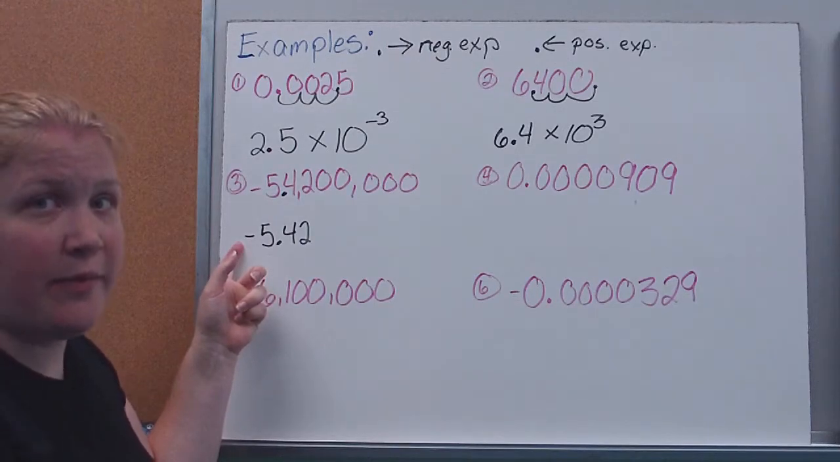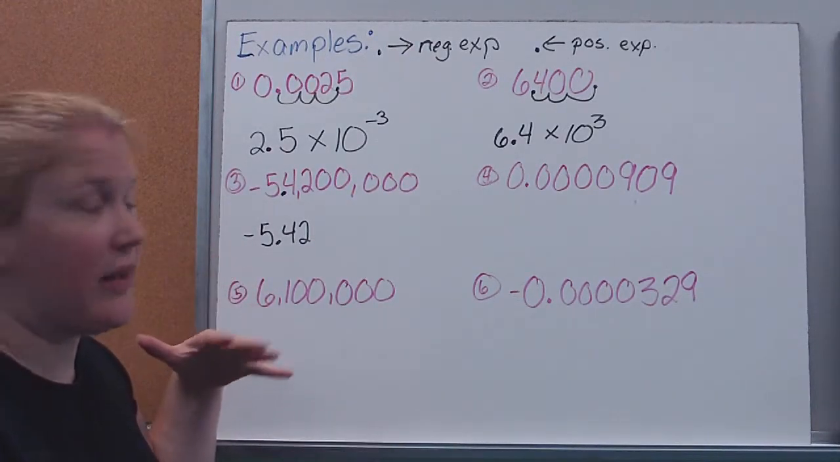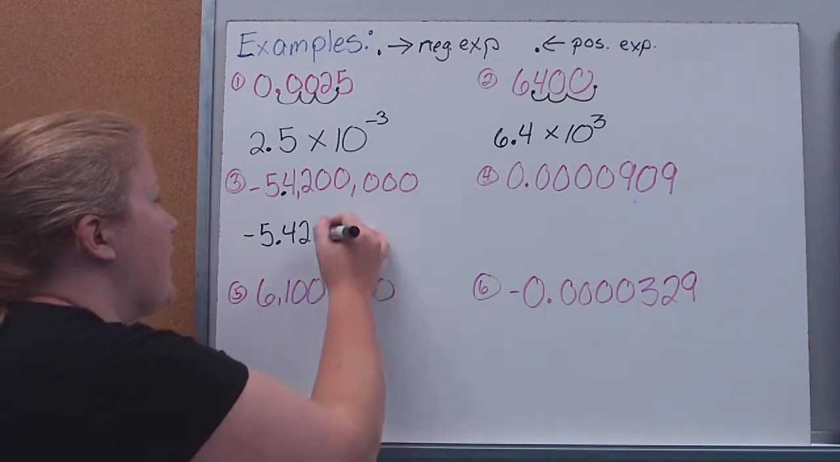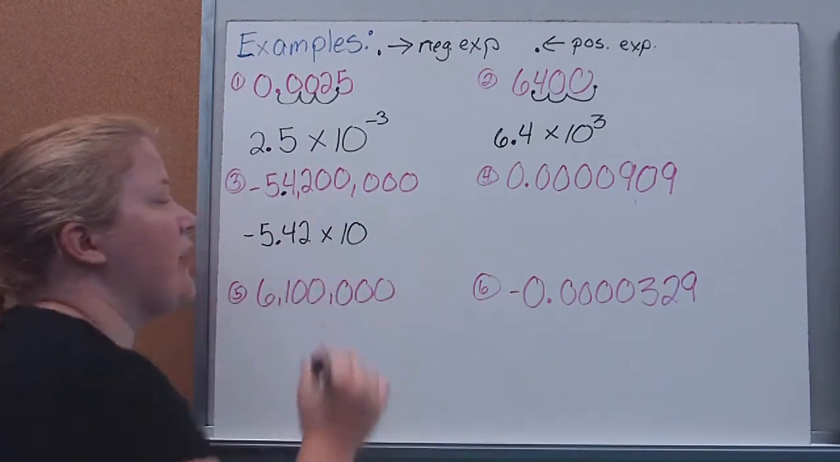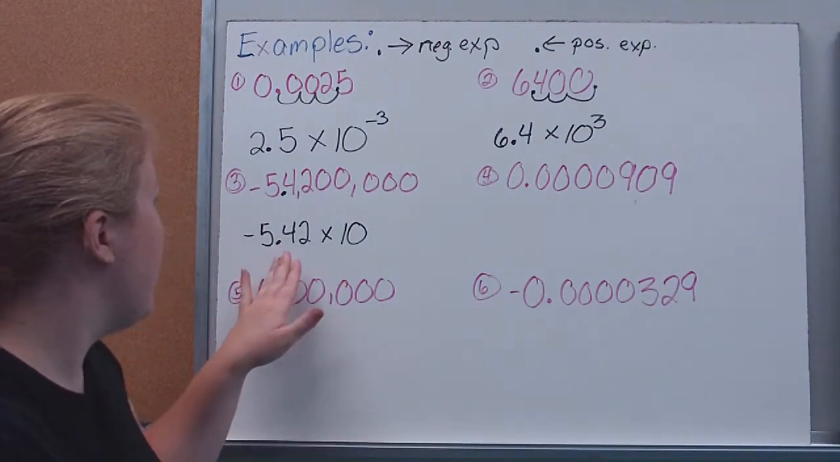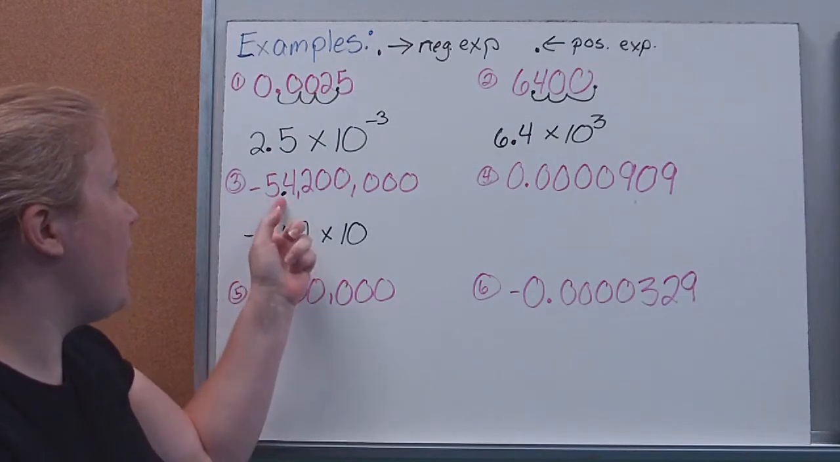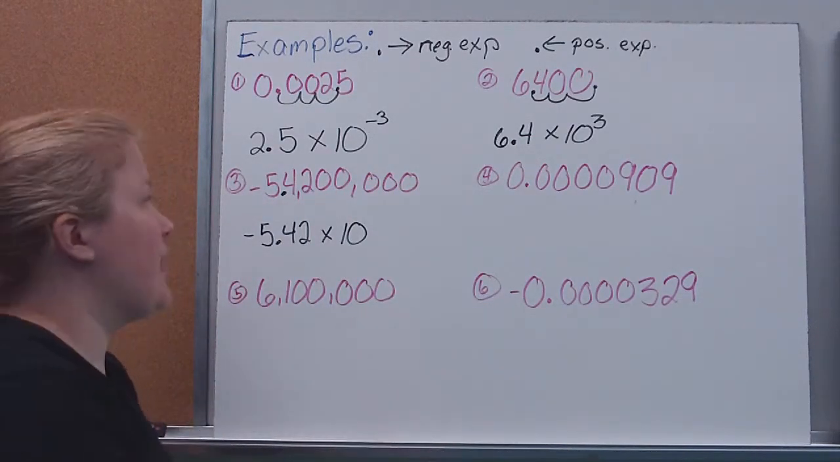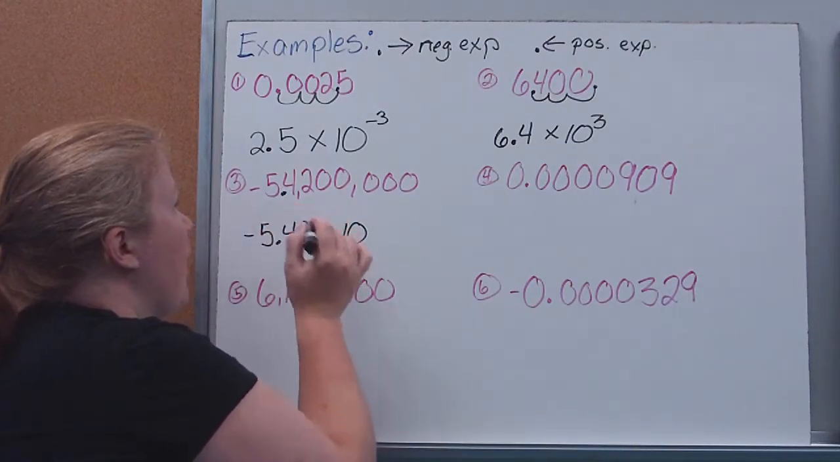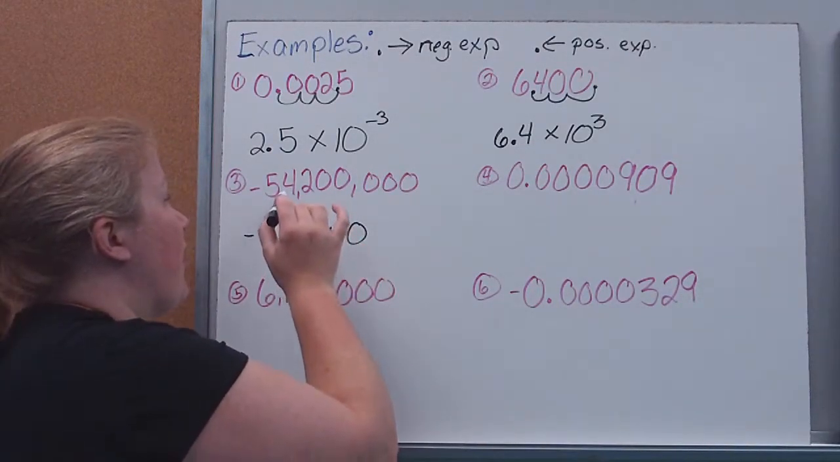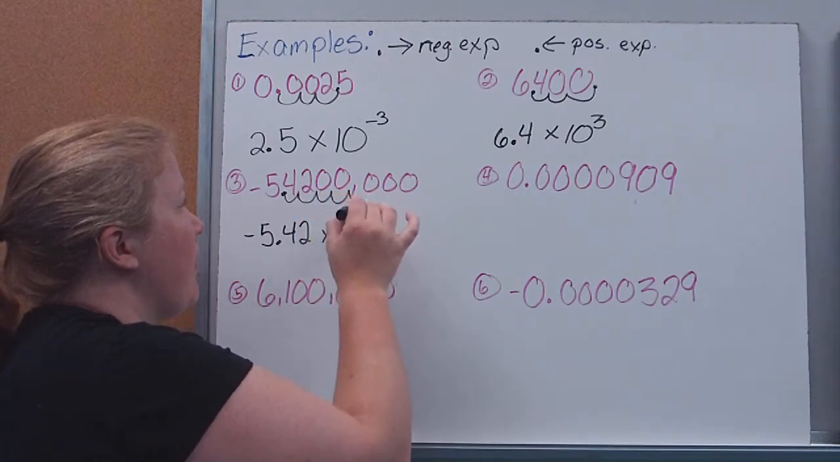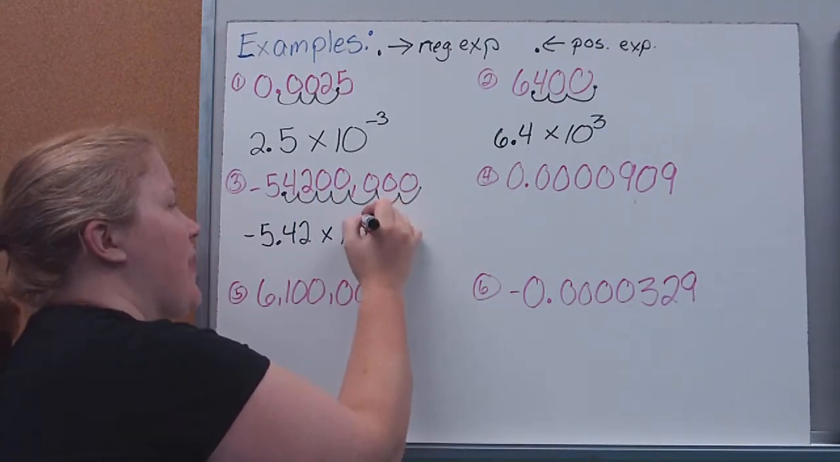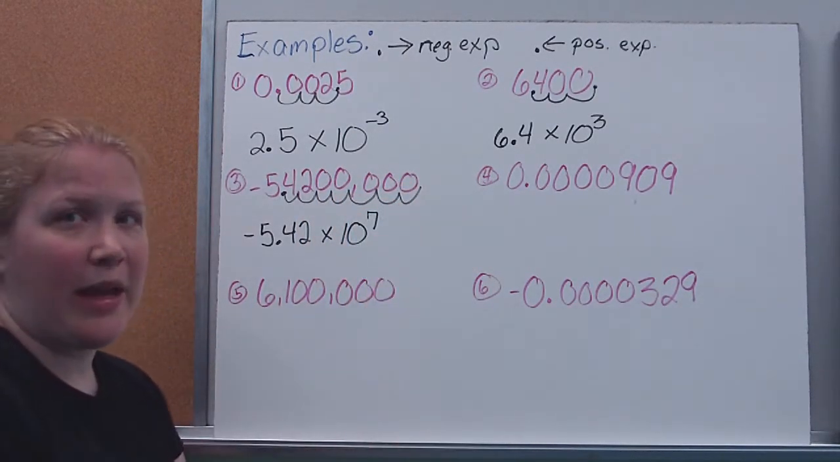So keep your negative sign. It's between -1 and -10, so I'm good. Times 10, and then we have to figure out what our power is here. Now you'll notice here the number is getting bigger, moving the decimal that way, so it's going to be a positive exponent. And then again, just count how far did I move it. 1, 2, 3, 4, 5, 6, 7. I moved it 7 spaces. That gives me my exponent.